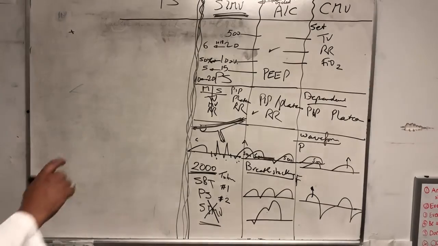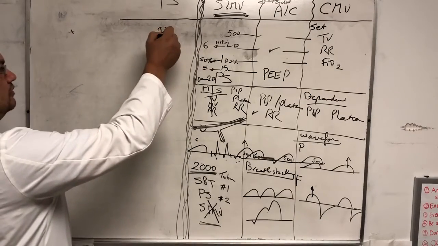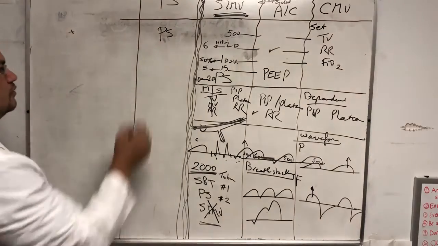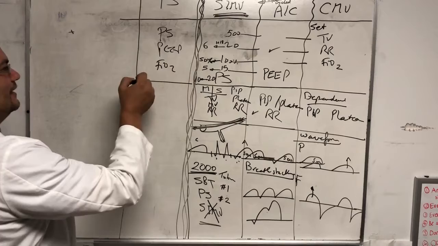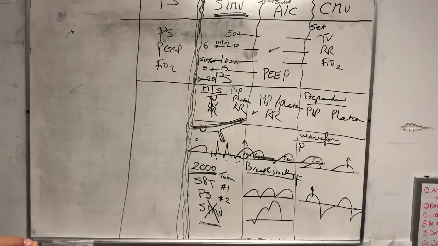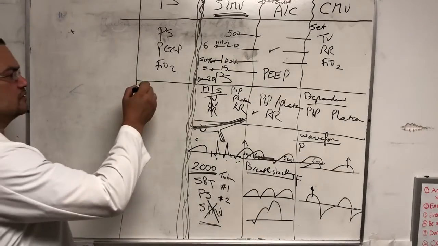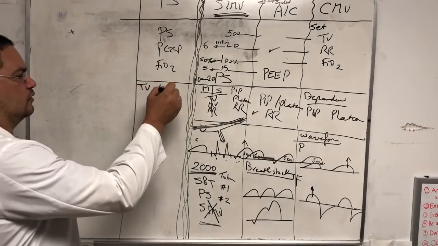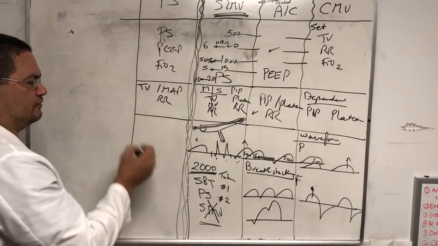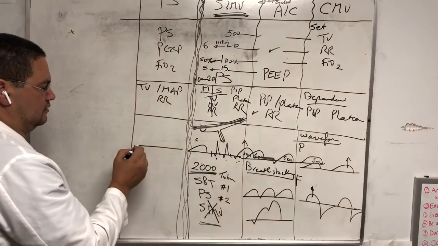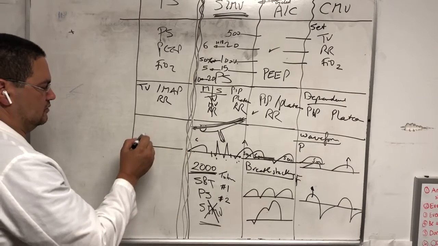So the set parameters are pressure support, PEEP, and FiO2. Nothing else. You control nothing else. You just give a little bit of PEEP, a little bit of FiO2, and then when the patient takes a breath, give him pressure support for it. But the patient determines everything else. So the dependent parameters: tidal volume, mean airway pressure, respiratory rate, etc. The waveform looks like this.